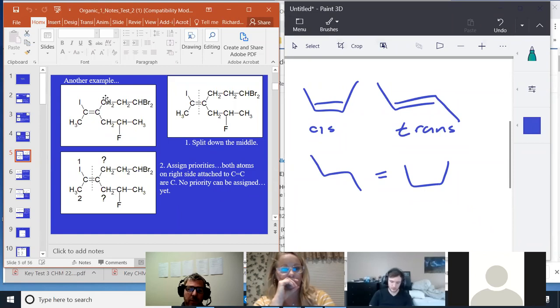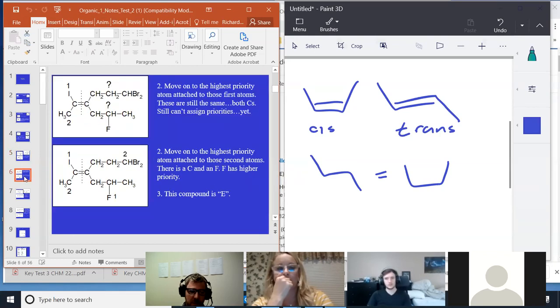So that's the idea, is we go out one at a time from the central element until we find a winner. So we look at this C, and the heaviest atom attached to this C is an F, and the heaviest atom attached to this C is a C. So the one that wins is going to be the one with the F on it. So that'll be priority one, and this group will get priority two.